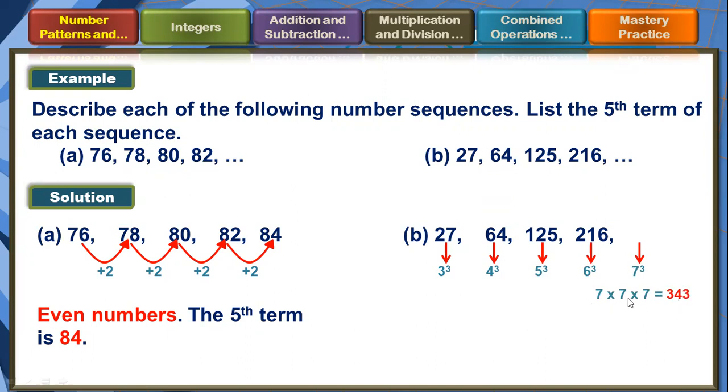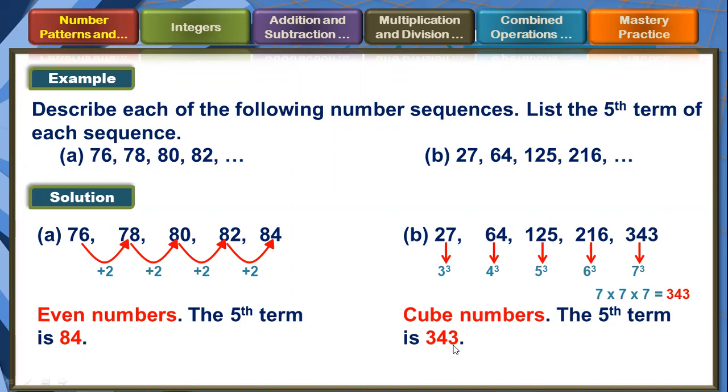7 times 7 is 49. Times 7, it's 343. So the answer should be 343. So we can describe it as a sequence of cube numbers, and the fifth term is 343.